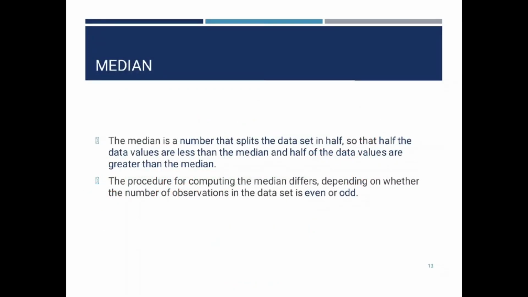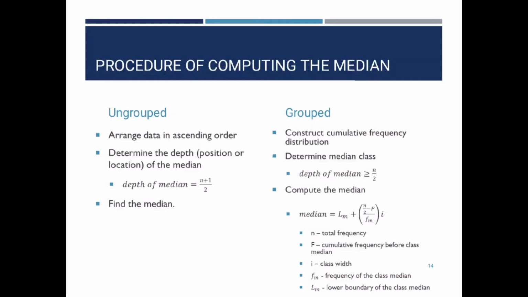Next, let's look at median. The median is a number that splits the data in half, so that half the data values are less than the median and half of the data values are greater than the median. Okay, once again, we have different formulas for ungrouped data and group data.